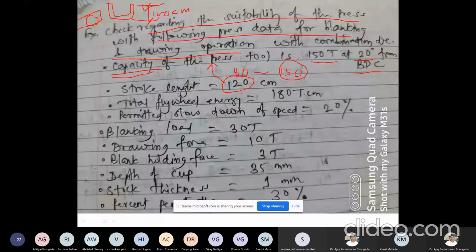This is the total flywheel energy that we had seen, and how we calculated that. There is a permitted slowdown of the speed, 20% permitted slowdown. Let us say the flywheel is moving at n0 speed, and after the operation it will reduce to n1 speed. That reduction in the speed is allowed up to 20%.